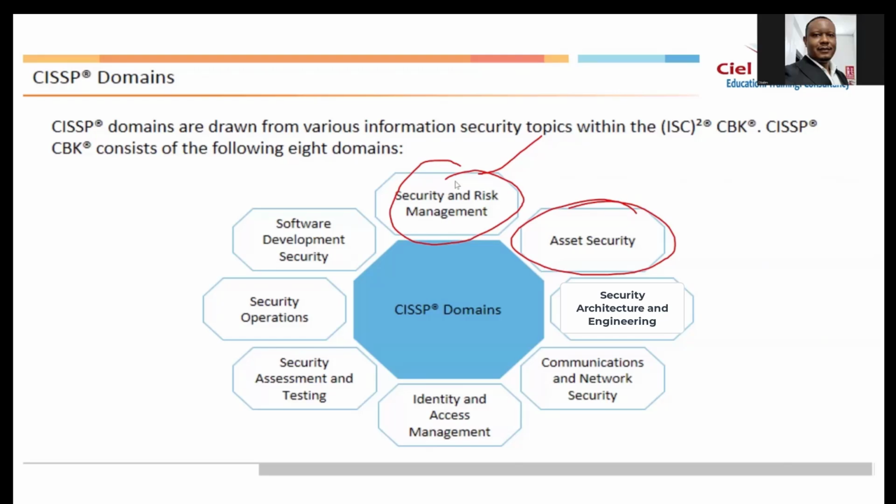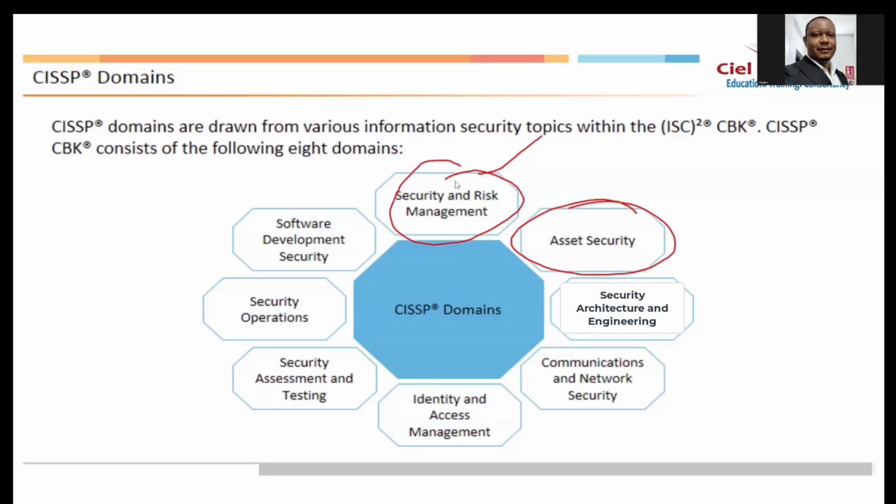Then the second domain is now asset security. When we talk about assets, assets are things that are valuable. Anything valuable at all is referred to as an asset. For example, your computers, your servers, your data, your software. All of these are assets, people within the organization, even your facility. All of these are assets that typically are owned or you find within an organization.